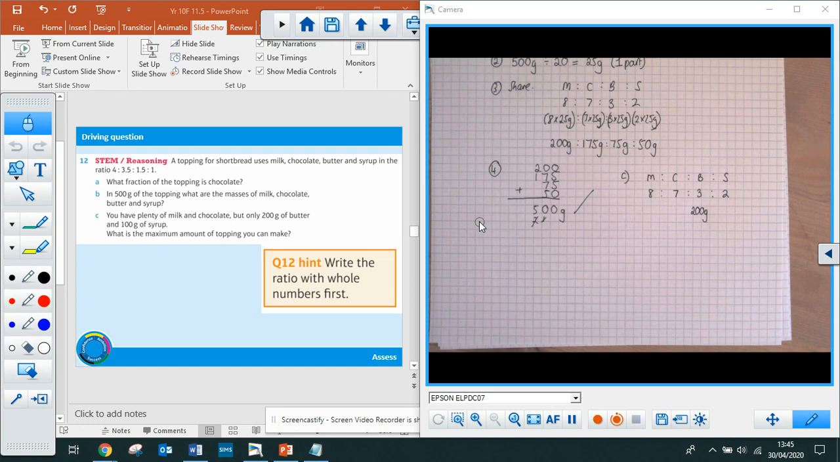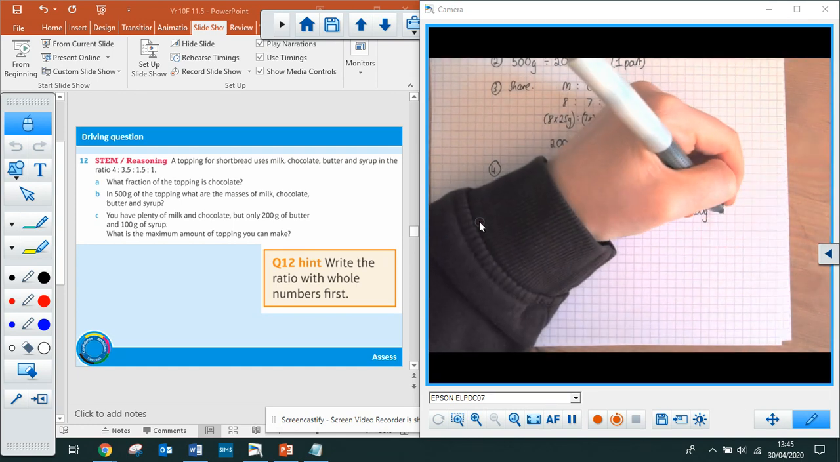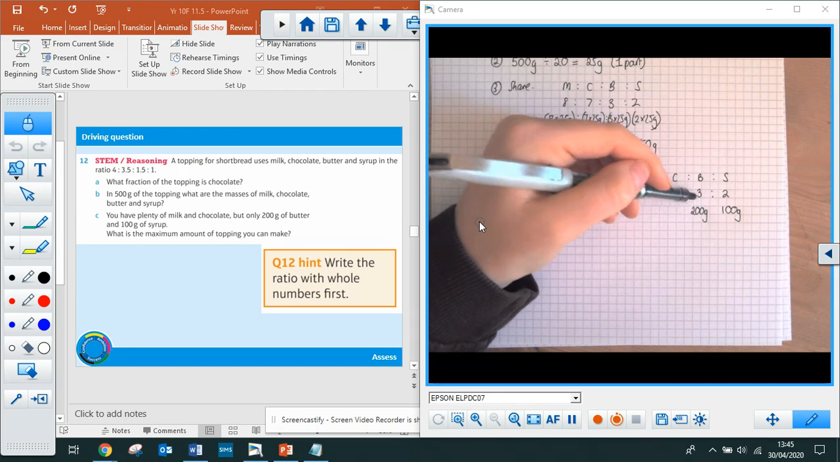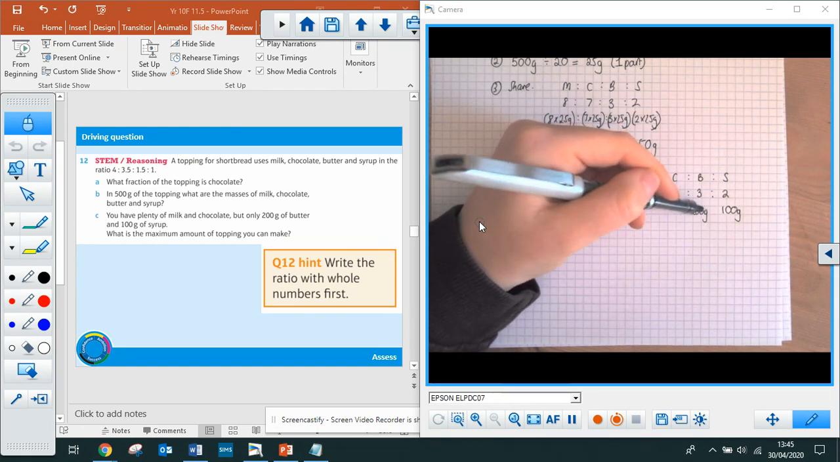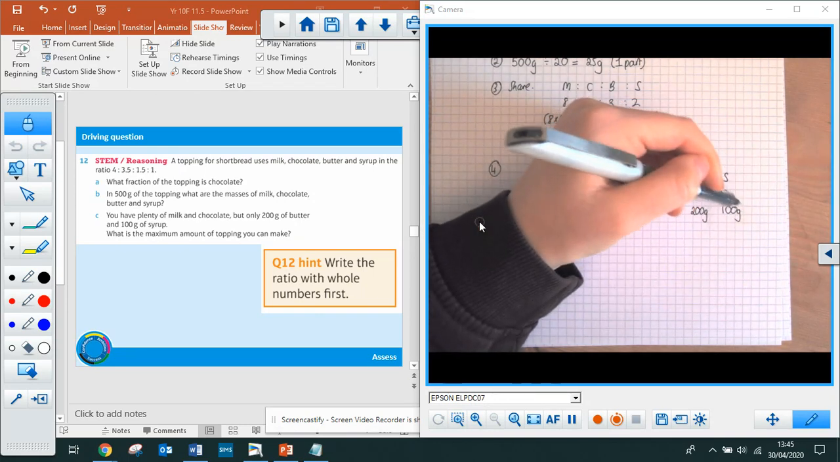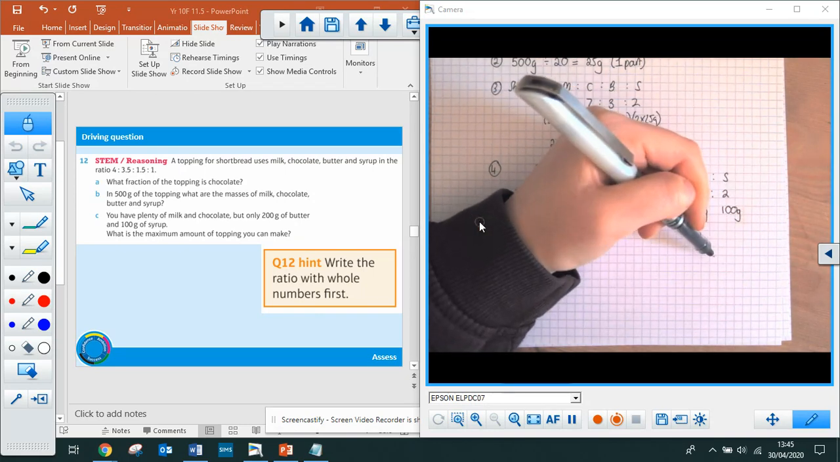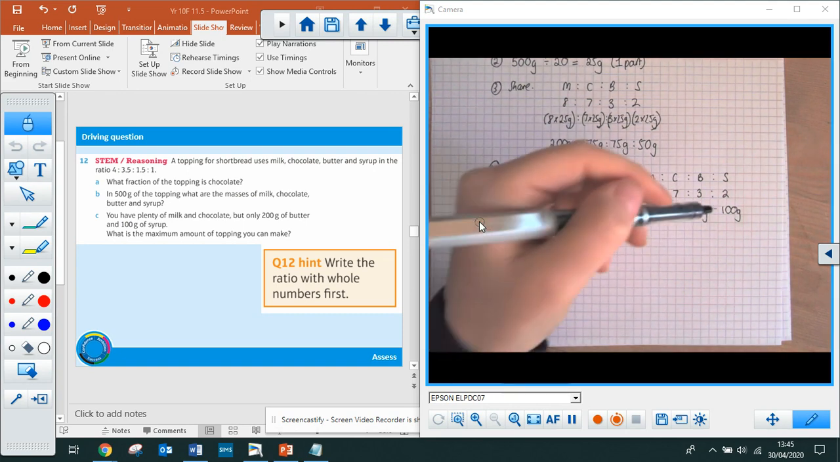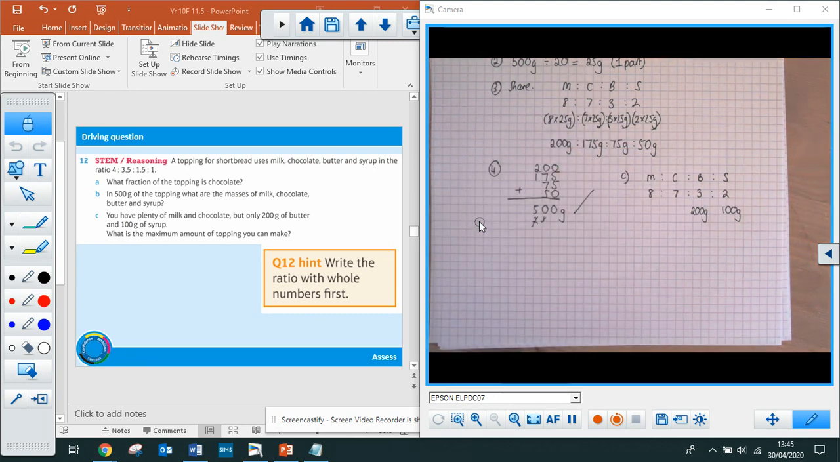It's telling me I've got enough milk and chocolate, but only 200 grams of butter and 100 grams of syrup, okay? What I need to say is, well, if the 200 grams is worth 3 parts, what will 1 part be worth? And if 100 grams is worth 2 parts, what will 1 part be worth? And whatever ends up smaller is the one that we're going to have to use because we can only use the amount of ingredients we have.